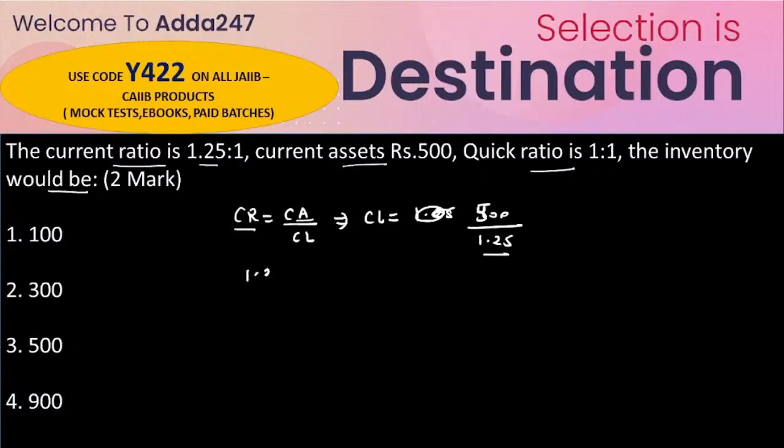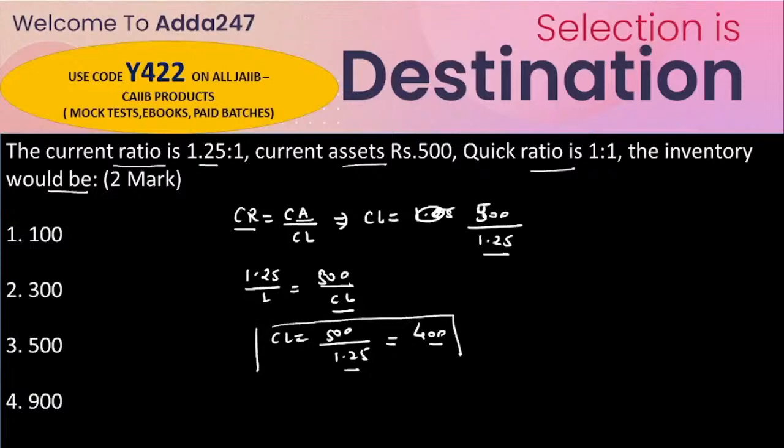Because the current ratio is given as 1.25 to 1 and the current assets are given as 500, and we have to calculate the current liabilities. So the current liabilities would be 500 divided by 1.25, and when we solve this we get the answer, that is 400. So from here we calculate the current liabilities, which is equal to 400.